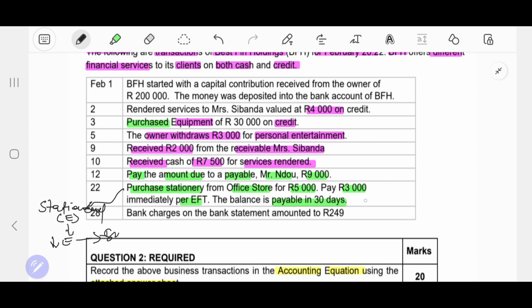So that means that bank is going to be affected, and when you pay cash, your bank is going to go down since it's an asset. So it means you will credit bank, and then the rest of the amount, which is 2,000, is going to be a payable. So it's going to be a liability, and this will increase your liabilities on the credit side, because we said liabilities increase on the credit side.